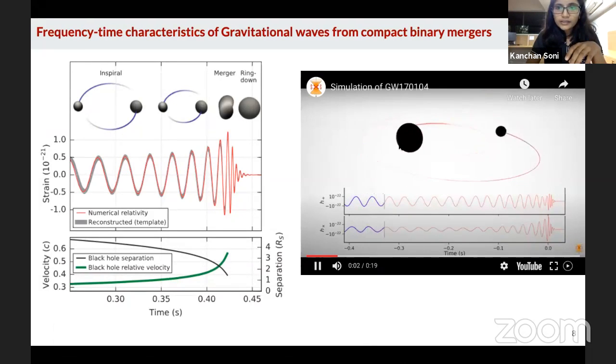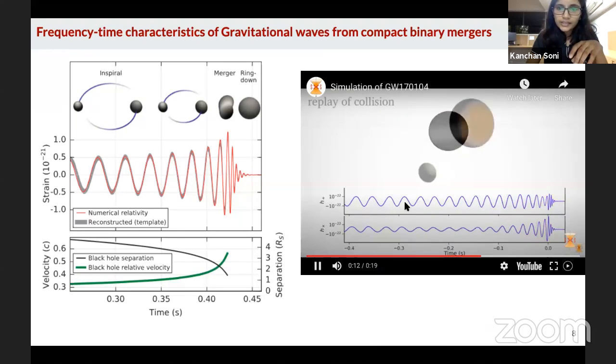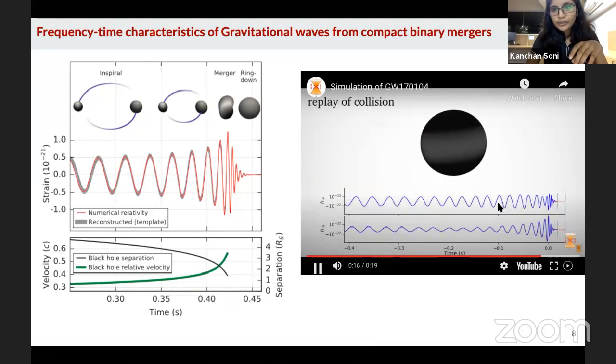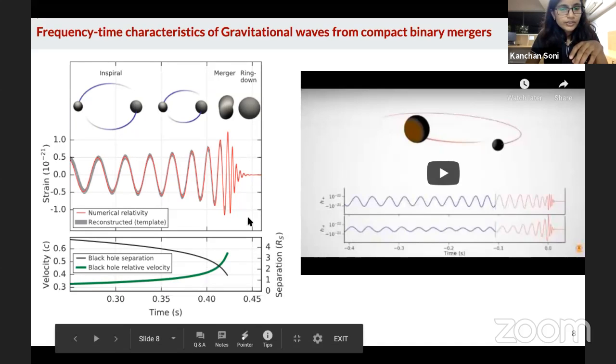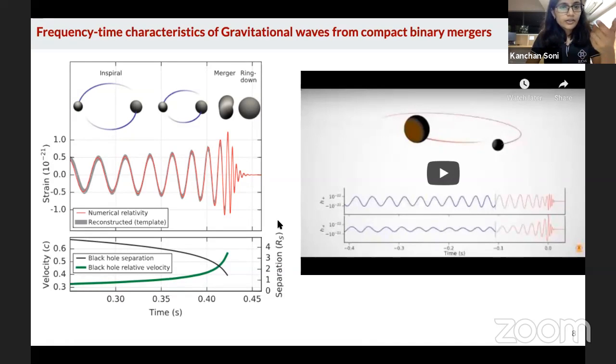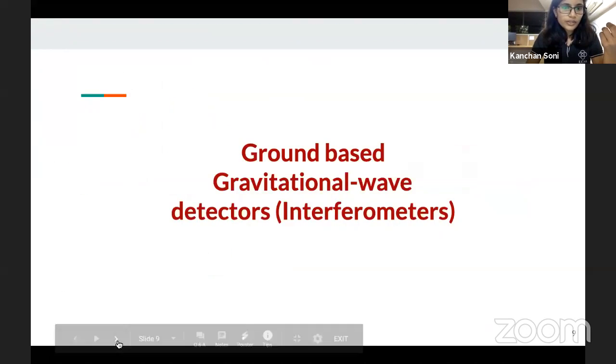You can see that the two black holes are revolving around each other, and eventually they will merge. If you look at the gravitational wave polarization here, it is increasing in time and also in frequency. It increases in amplitude and frequency, and finally it merges. This is the characteristic chirp signal which we try to detect through our detectors.